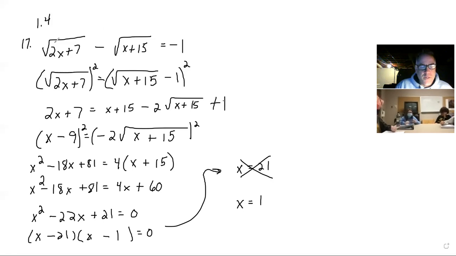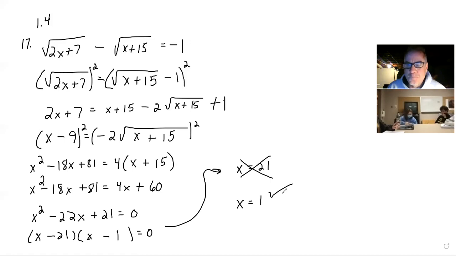And if I put the 1 in, I'd have 2 times 1 plus 7 is 9. And this would be 16. Square root of 16 is 4. Ultimately, square root of 9 is 3. So 3 minus 4 is negative 1. So that one checks. So there would just be one solution, namely 1.